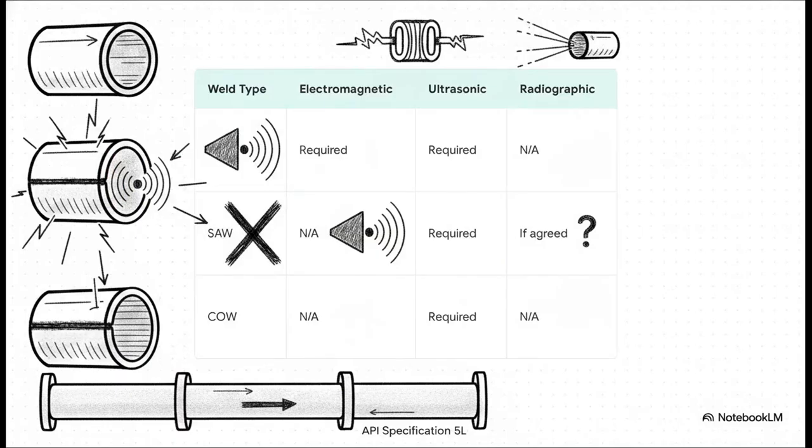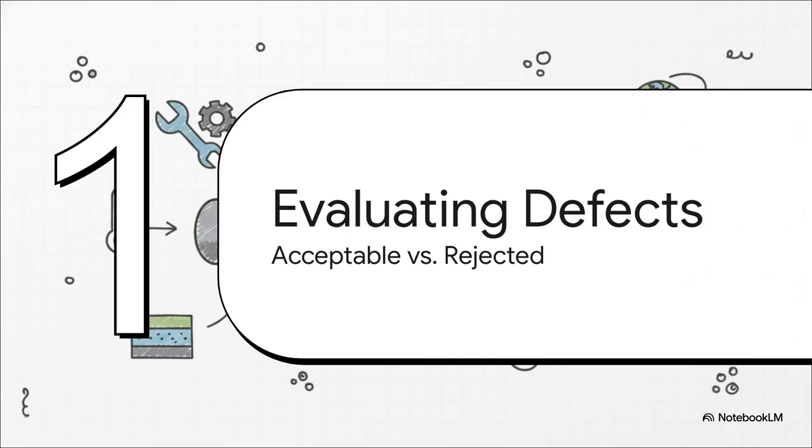And the standard leaves absolutely no room for guesswork here. The manufacturing method actually dictates your diagnostic tool. For instance, if you're dealing with an electric welded pipe, or EW, you must use either an electromagnetic or an ultrasonic method, or maybe a combo of the two. But if you switch over to submerged arc welded, or SAW, well, suddenly electromagnetic testing is completely out of the picture. Instead, ultrasonic testing becomes the mandatory requirement, and radiography is only brought in if the manufacturer and the purchaser specifically agree to it. Moving right along to Section 3, evaluating imperfections and defects.